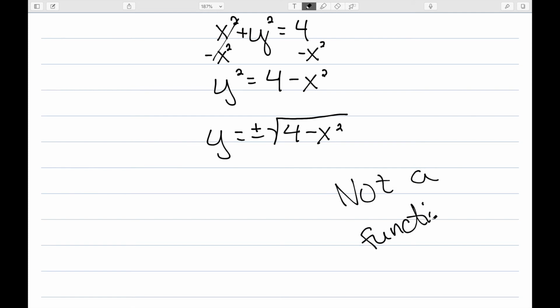This is the same reason my second arrow diagram was not a function. If I give you a number like 0 for x, there are two possible outputs. We need to be able to get a single output for our input, and in this case we have 2 because of this plus and minus. So this would be not a function.